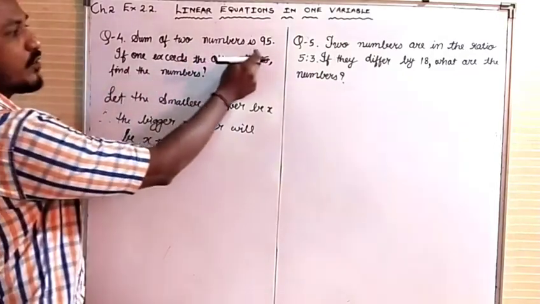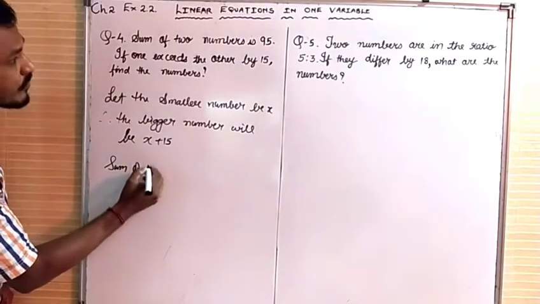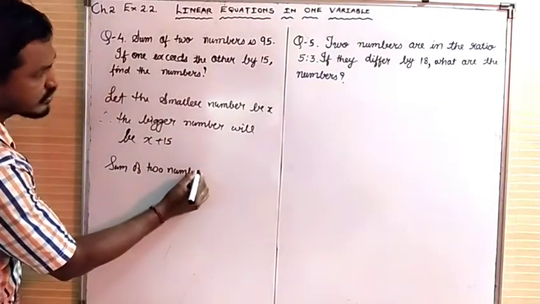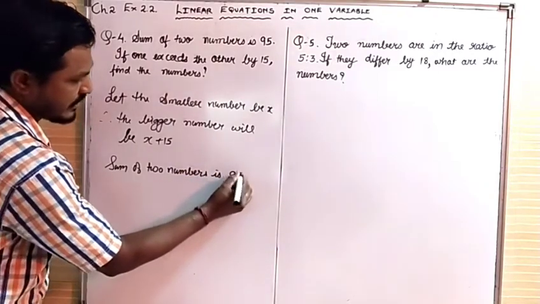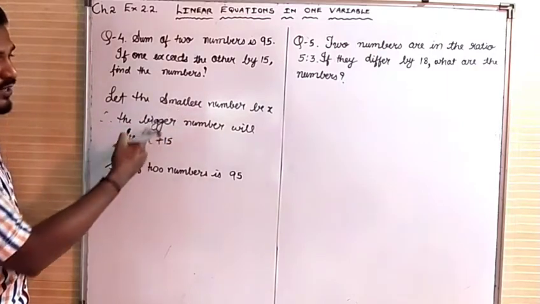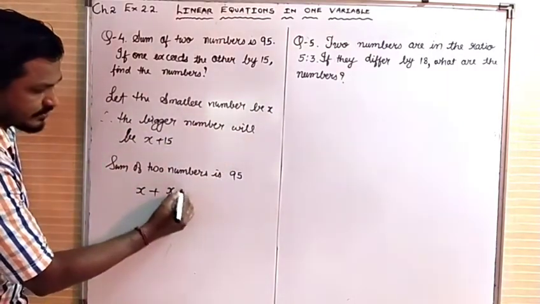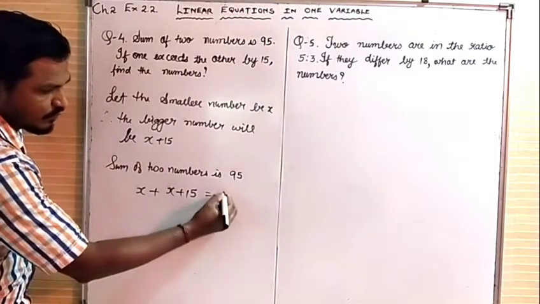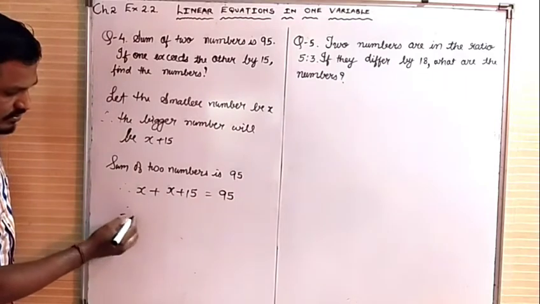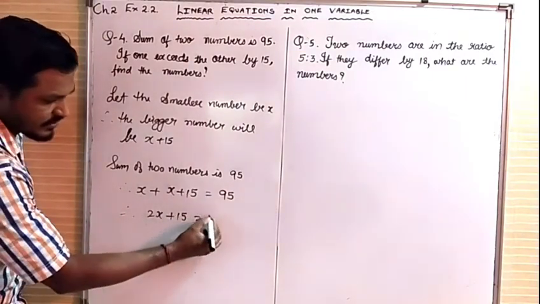Now, the sum of both the numbers is 95. Sum of two numbers is 95. So you just need to add both the numbers, that is smaller and bigger. Smaller number is x and bigger number is x plus 15. Sum of both gives 95. Now x plus x gives 2x, 15 as it is.